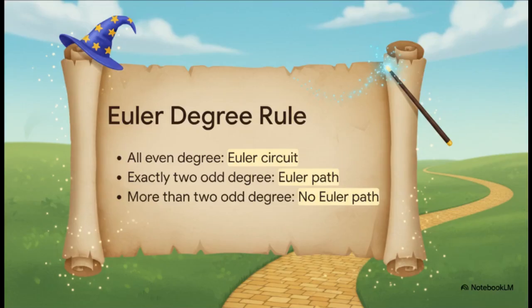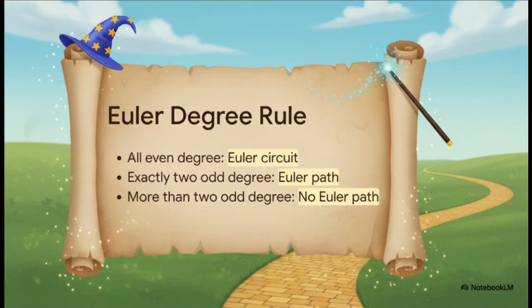Now, if there are exactly 2 odd vertices, the graph has an Euler path but not an Euler circuit. You can walk every road once, sure, but you're going to start in one town and finish in a completely different one. And if there are more than 2 odd vertices, the graph has no Euler path whatsoever. It's mathematically impossible. And why does this make sense?